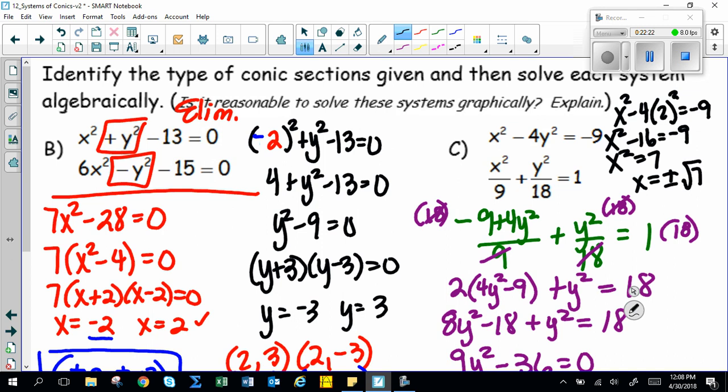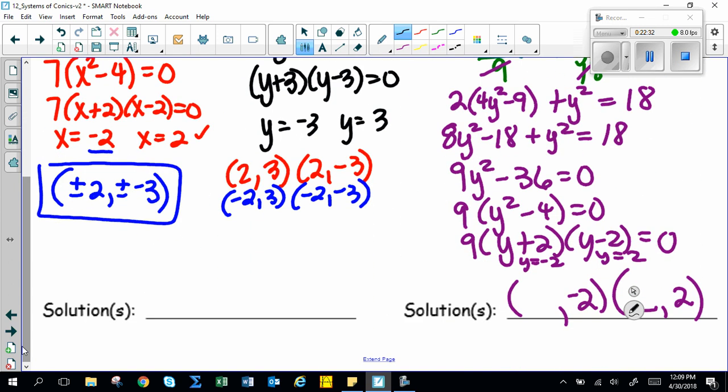And if I plugged in a negative 2, would anything change? Nope. So I've got plus and minus radical 7 for each. So how many answers are there? There's 4. Positive radical 7, negative 2, negative radical 7, negative 2. Positive radical 7, positive 2, negative radical 7, positive 2.